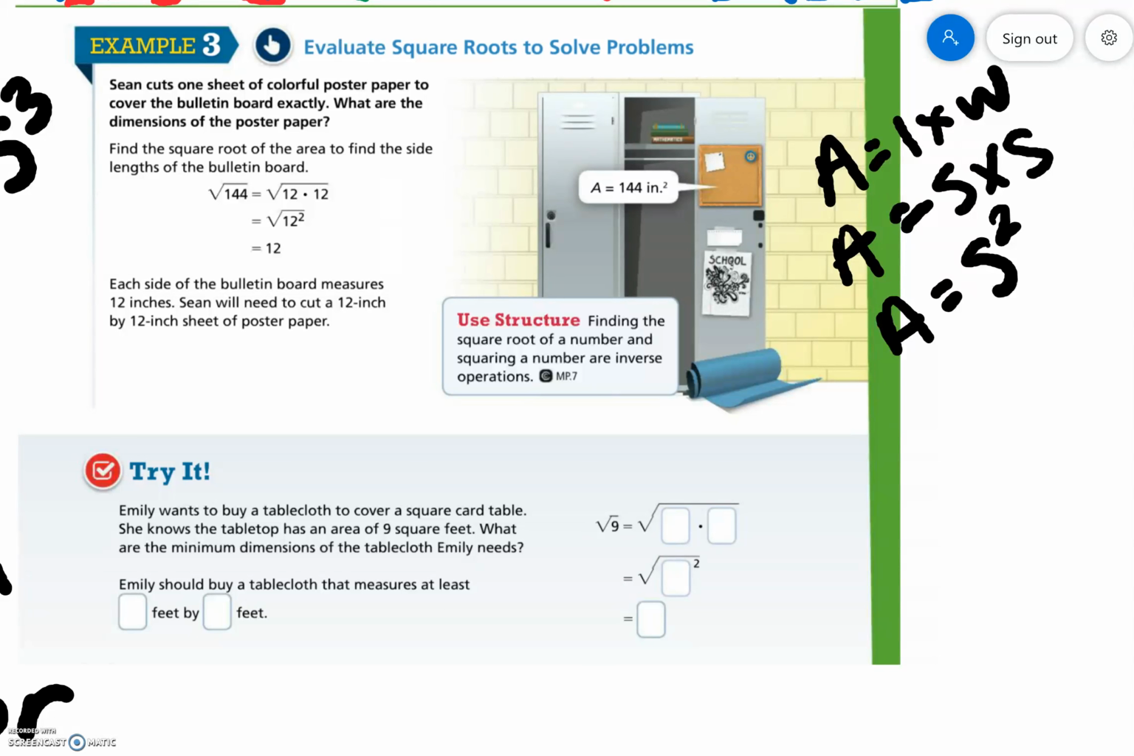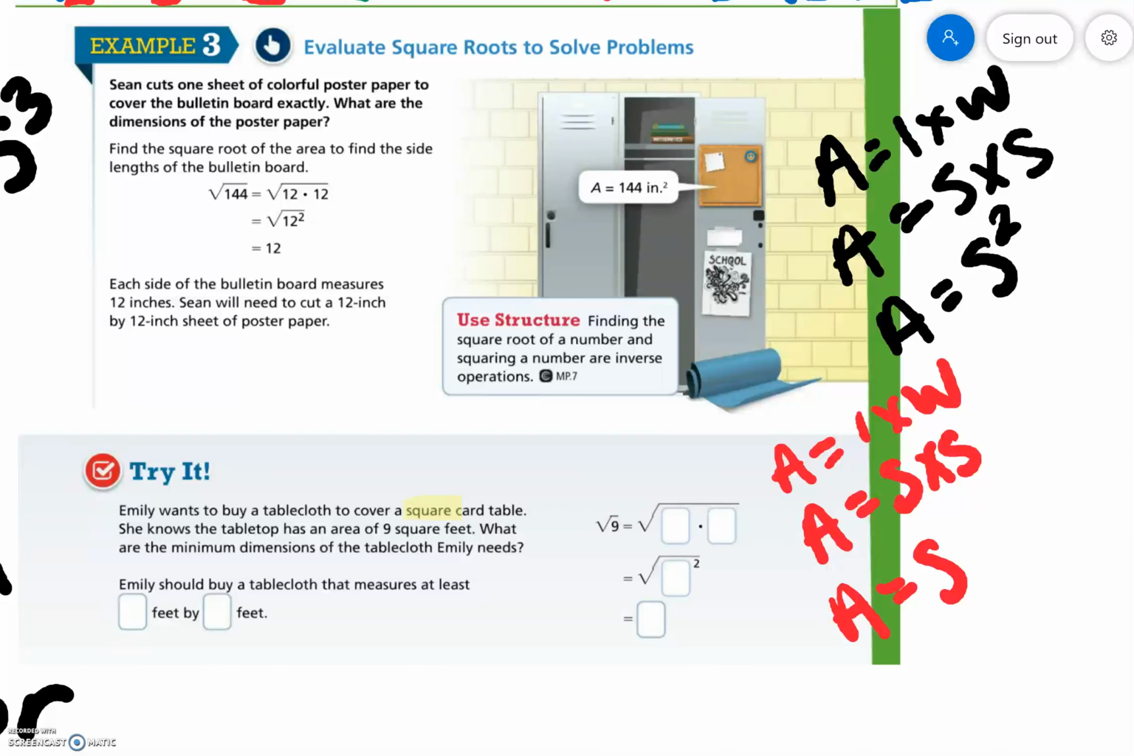Emily wants to buy a tablecloth to cover a square card table. So square, we know the lengths are going to be the same. She knows the tabletop has an area of 9 square feet. Again, area equals length times width. We know it's a square, so length and the width are the same. So we can say side times side. So we know it's side squared. What are the minimum dimensions of the tablecloth Emily needs? So we know that 9 is equal to 3 times 3, which is 3 squared. The square root of 3 squared is just 3. So Emily should buy a tablecloth that measures at least 3 feet by 3 feet.